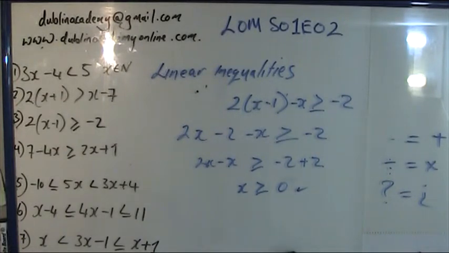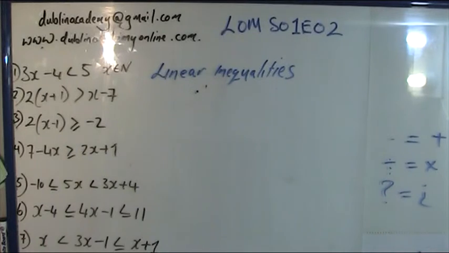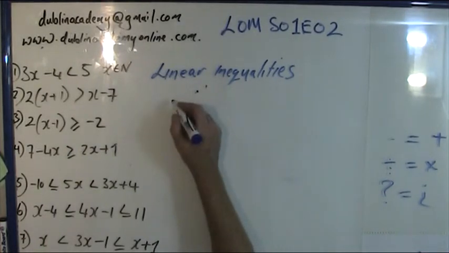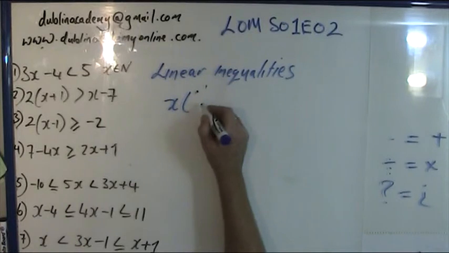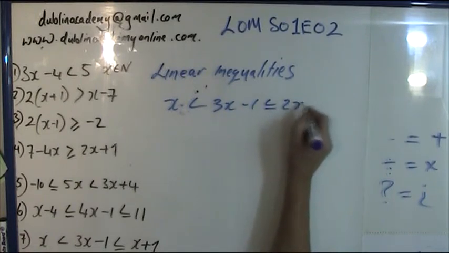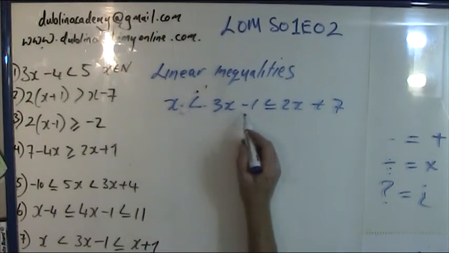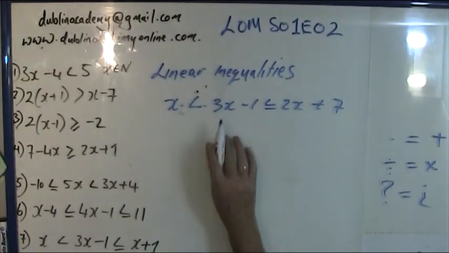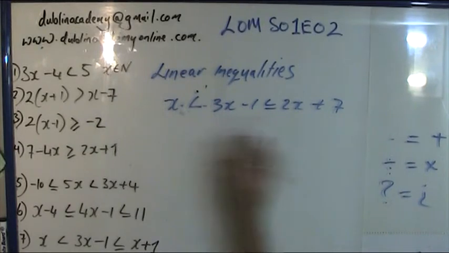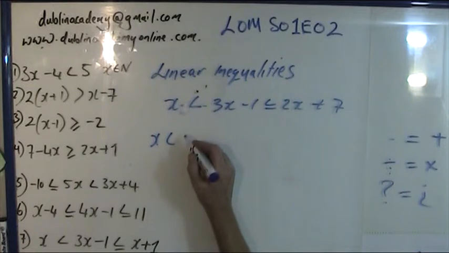Very good. Now I'm going to do a very large inequality, which is a possibility, because inequalities are very important in business. So we've got 3x minus 1 less than or equal to 2x plus 7. So you've got two inequalities here, so you're going to have to separate them. It's the only way, well, it's one of the ways to do it.